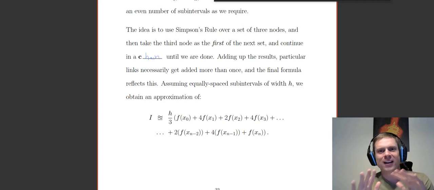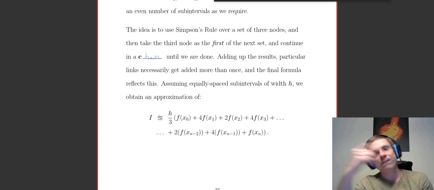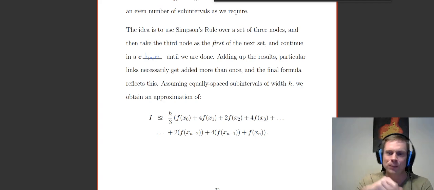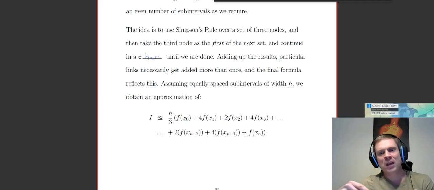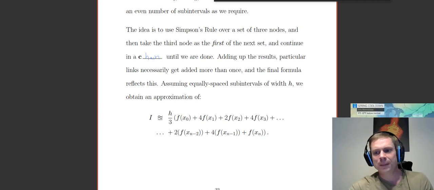So you get this bizarre kind of formula that jumps back and forth between 4 and 2. So you get f of x0 plus 4 f of x1 plus 2 f of x2 plus 4 f of x3 plus 2 f of x4, and so on and so forth until you get to the second last one.